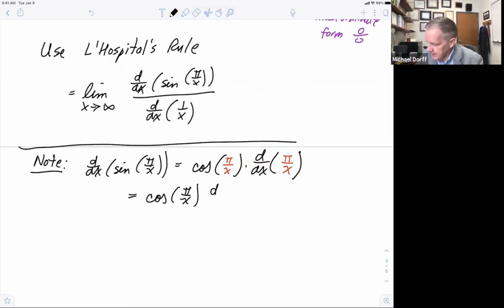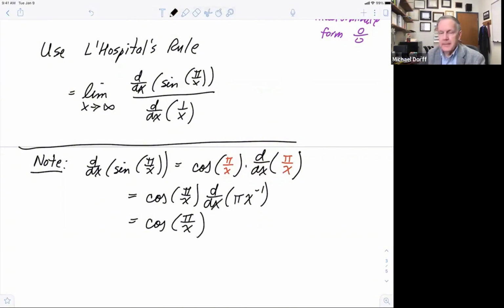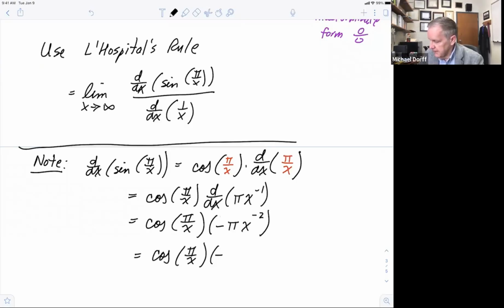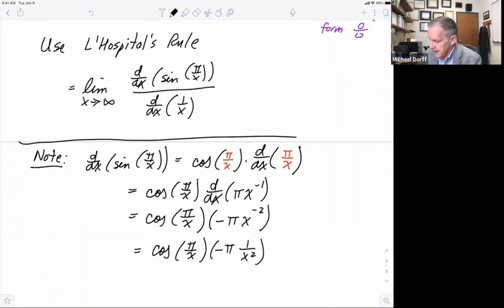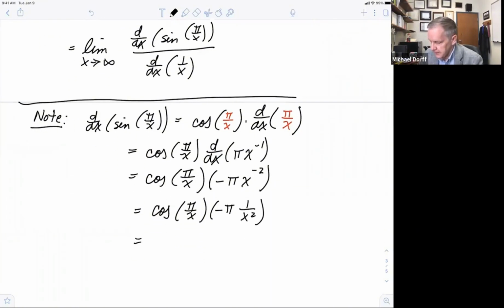Well, this is the same thing as the derivative of pi x to the negative 1. And now I can use the power rule. And that says if I have x to some power, I bring the exponent out front. So I'm going to have a negative pi x, and then I reduce the exponent by 1. So negative 1 minus 1 is negative 2. And so that's the same thing as the cosine of pi over x times negative pi times 1 over x squared. And I'm just going to rewrite that. I'm going to bring the negative pi out front. So I have negative pi cosine of pi over x times 1 over x squared.